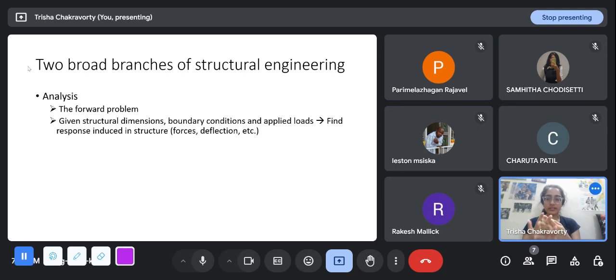This is just an example. It need not be a beam, it could be any structural element. So analysis is the forward problem. We would be given the structure and we have to find out the response. And design is the inverse problem.